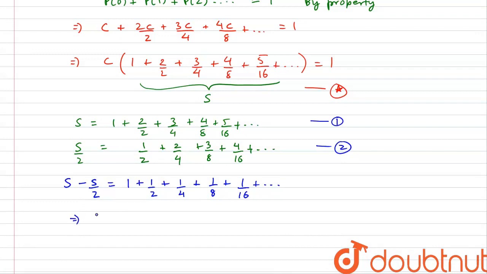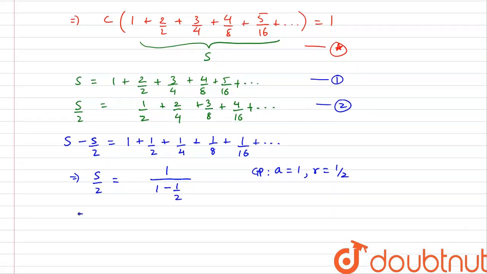So on the left hand side we have S by 2, and on the right hand side we have a GP with the first term equal to 1 and the common ratio 1 by 2. We know that the sum of an infinite GP is a by 1 minus r, where a is equal to 1 and r is equal to half. This is our GP. So let us evaluate this. This gives us that S by 2 is equal to 1 by (1 minus half), which is just half, so this will become 2 when it goes upside. So S by 2 is 2, which means S is equal to 4.